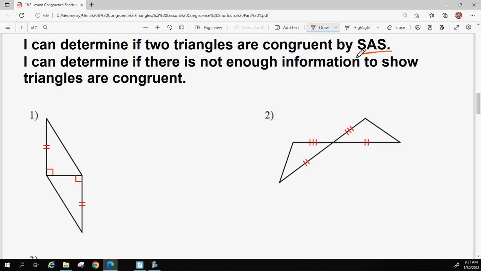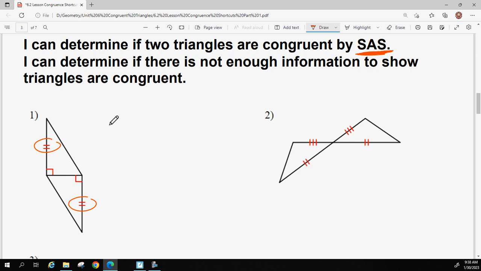The next one here is side angle side. There's a reason we put the letter A in between the two S's, and that's because when we're talking about an angle pair that's congruent, we want that angle pair to exist between the two sides that we're using to give us the S's.